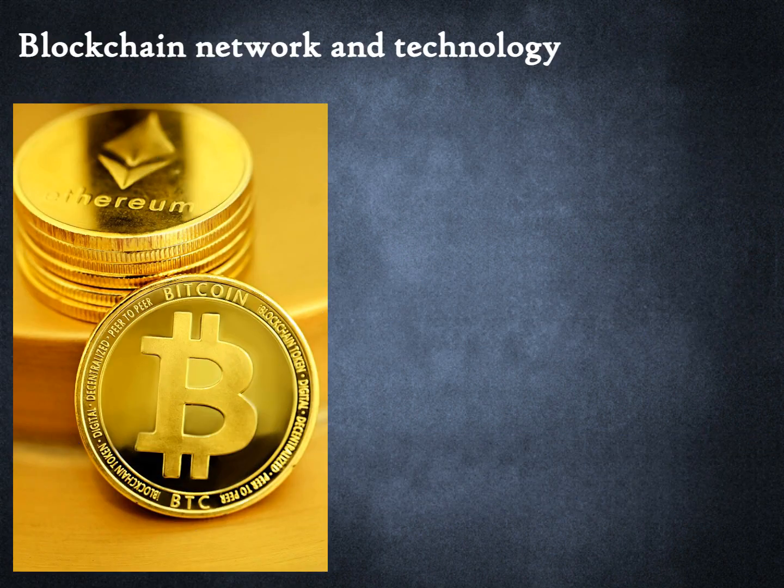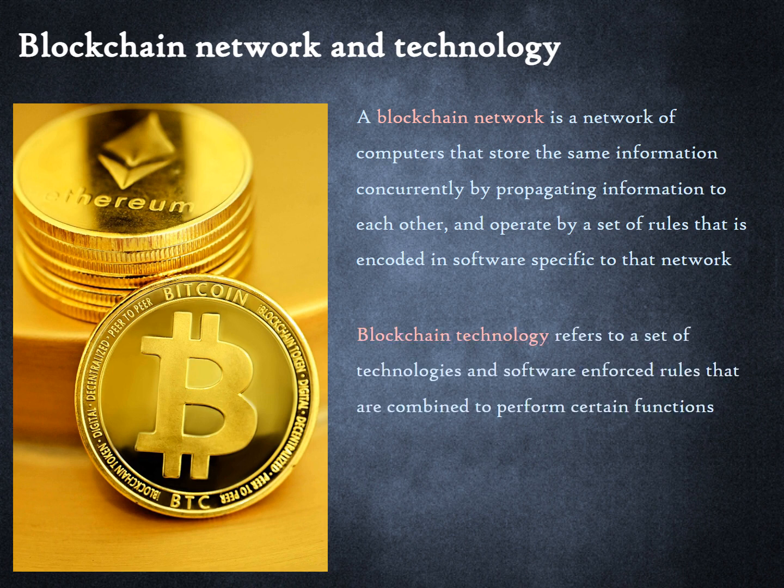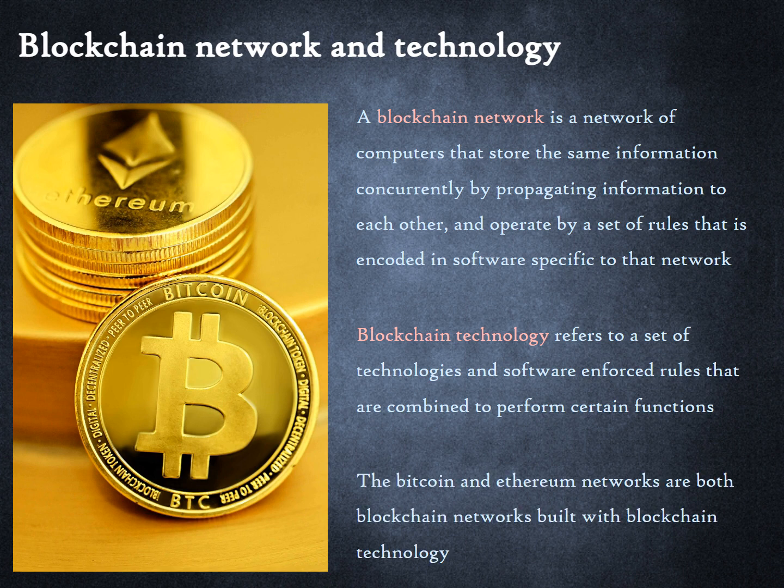Before we begin learning about Ethereum, let us recap from the previous lesson what a blockchain is. A blockchain network is a network of computers that store the same information concurrently by propagating information to each other, and operate by a set of rules that is encoded in software specific to that network. The term blockchain technology refers to a set of technologies and software enforced rules that are brought together to perform certain functions. The Bitcoin and Ethereum networks are both blockchain networks built with blockchain technology.